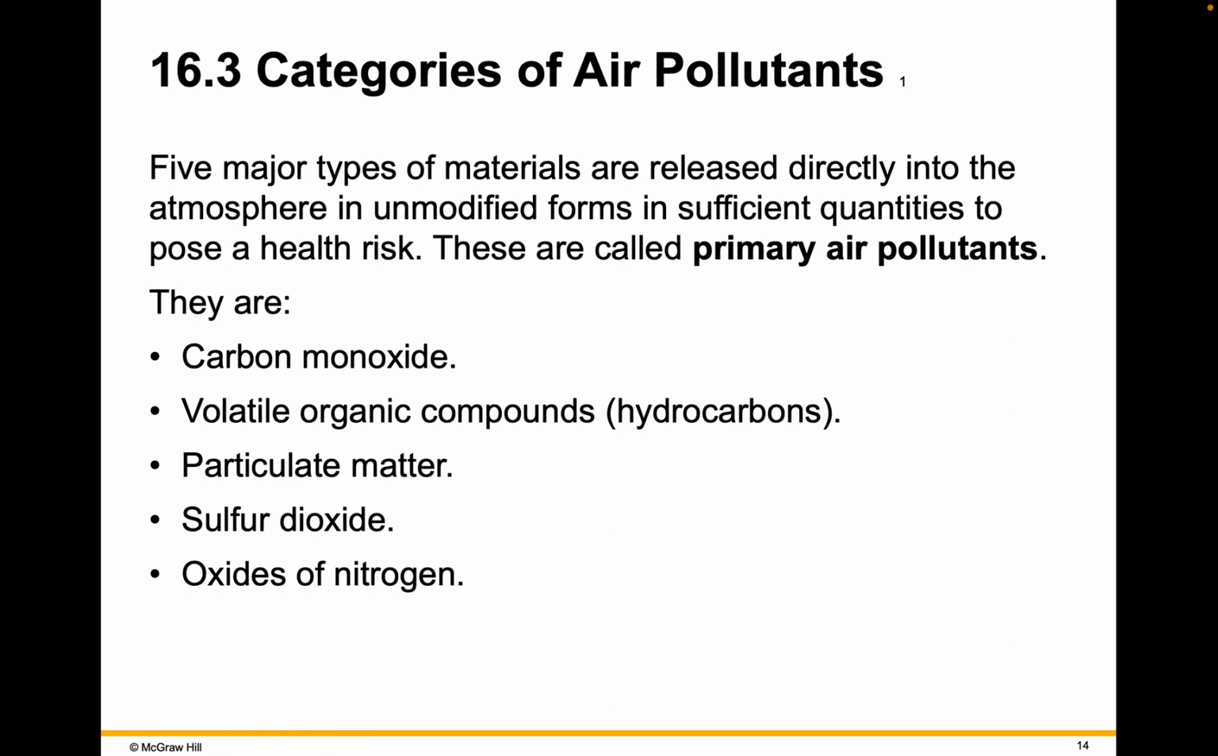Air pollutants are sorted into categories, and the 5 major types of materials that are released directly into the atmosphere in unmodified forms in sufficient quantities to pose a health risk. These are called primary air pollutants, and they include carbon monoxide, volatile organic compounds, or VOCs. Sometimes they're also called hydrocarbons, particulate matter, sulfur dioxide, and oxides of nitrogen.